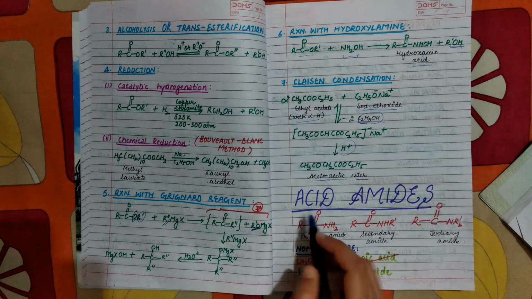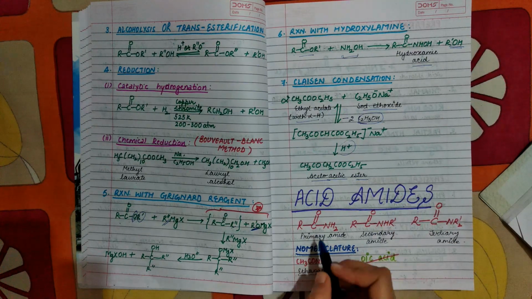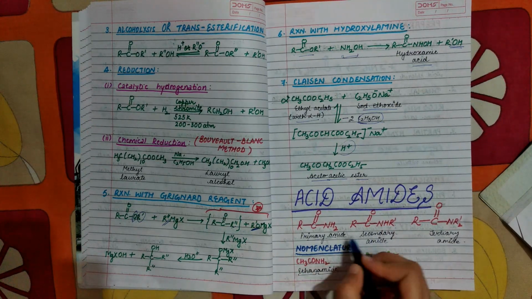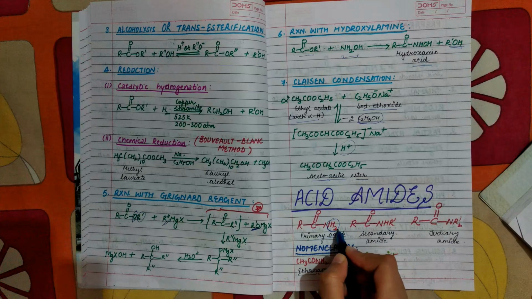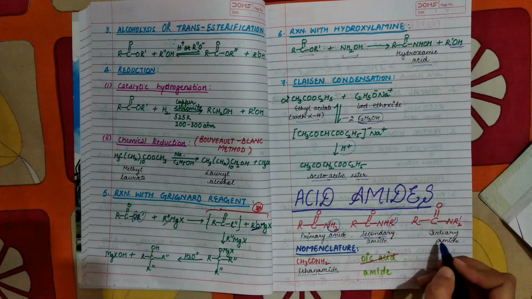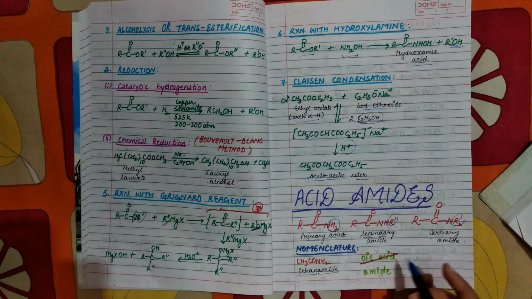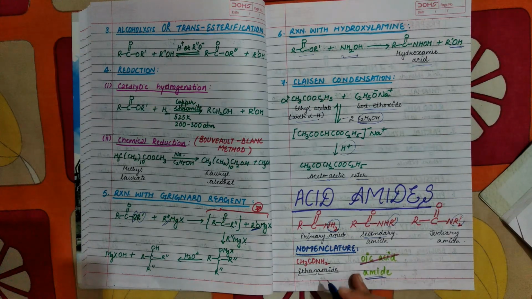So next we have acid amides. The last topic is amides. This is primary amide where no R group is attached to nitrogen, secondary where 1 group is attached, and tertiary where 2 groups are attached. Then we have nomenclature of acid amides. Here oic acid is replaced by amide simply. Here this is ethanamide.